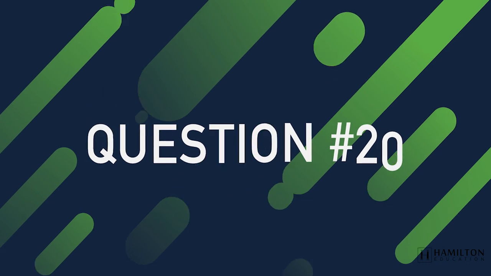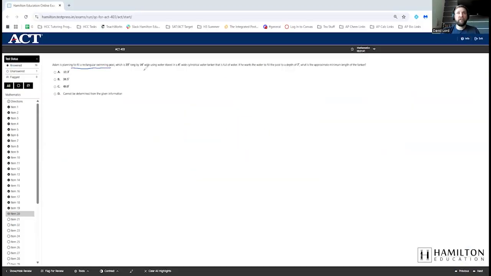Adam wants to fill a rectangular swimming pool, which is 22 feet long and 16 feet wide, with water stored in an 8-foot wide cylindrical water tank that's full of water. If he wants to fill the pool to a depth of 7 feet, what's the minimum length of the tanker? Okay, so it says rectangular, but because we have width, length, and depth, that sounds like a rectangular prism. And the volume of a rectangular prism is length times width times height. So we can do 22 times 16 times 7.